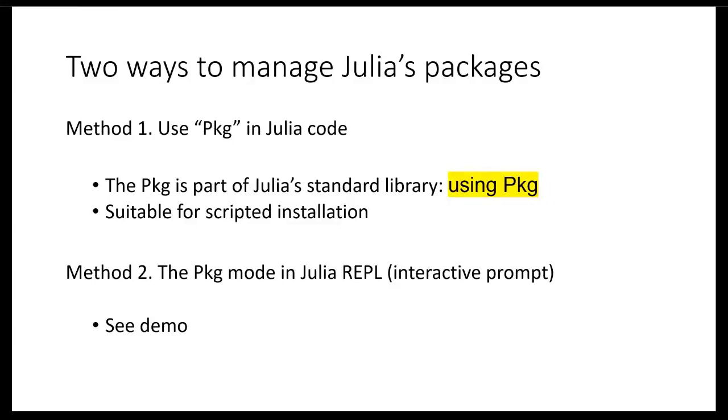The first approach here is to access PKG inside the Julia code, just like any other Julia modules in the Julia code. This is suitable for scripted installation. For example, if you want to duplicate the installation of the exact sequence of packages, this is a way to go. Or if you want to share the installation sequence with someone else, this is a good approach.